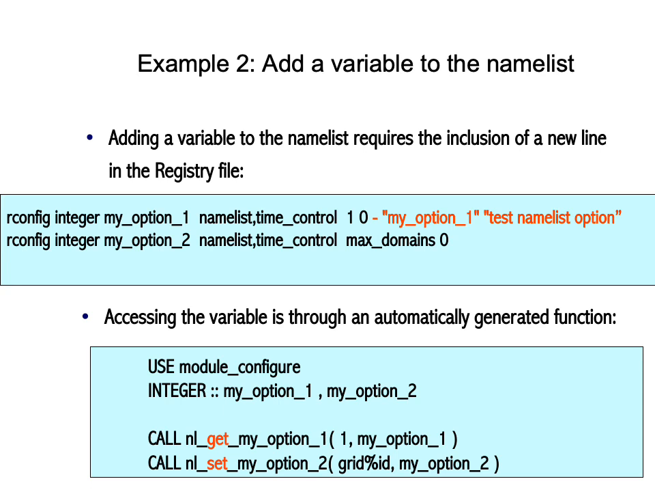My_option_1 will have a single entry. That's why the numeral 1 is there. My_option_2 will have an entry for each separate domain, and that's why max_domains is there. They both will have a default value of 0. These are the two lines that I would stick into the registry and then do the clean -a, configure, compile.